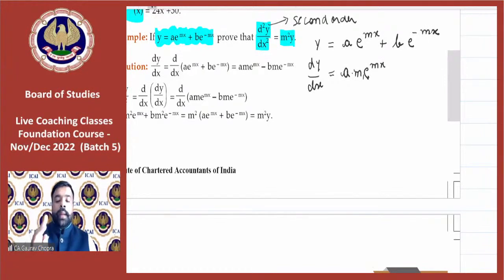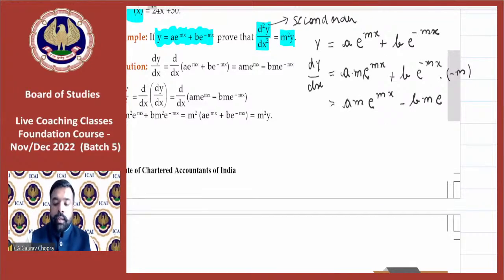So a into m into e to the power of mx. Similarly, plus b will remain as it is, e to the power of minus mx, and then multiply by minus m. This becomes the derivative. So this is known as dy by dx. Let us arrange them. So it becomes a m e to the power of mx, minus b m e to the power of minus mx. Now we have to again find the derivative, that is the second order derivative.